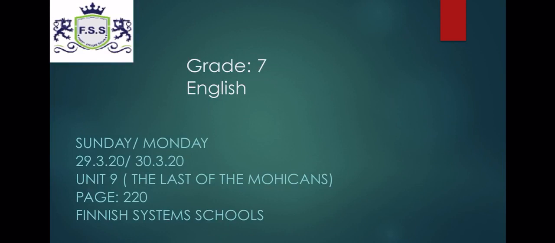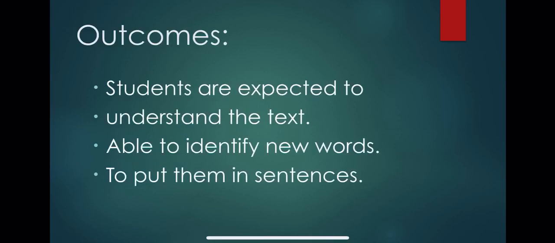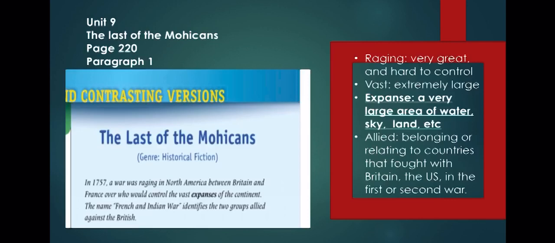So we're going to start with Unit 9, and it is The Last of the Mohicans. Actually, this is a historical fiction. We're going to talk about it. The outcomes expected for students after this lesson are to understand the text, to be able to identify new words, and to put these new words into sentences. This is what students are expected to have after this lesson.